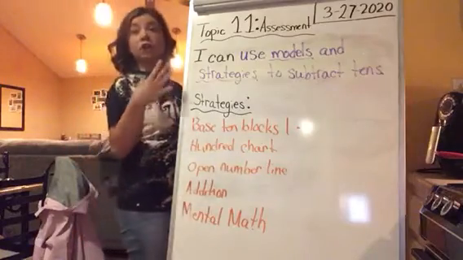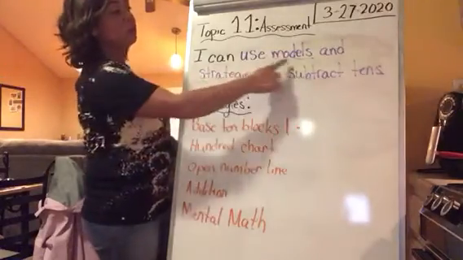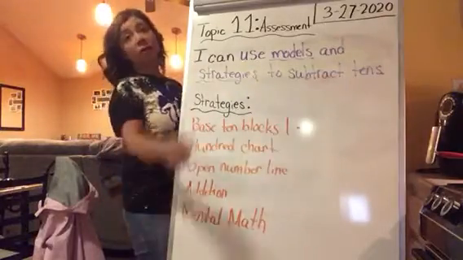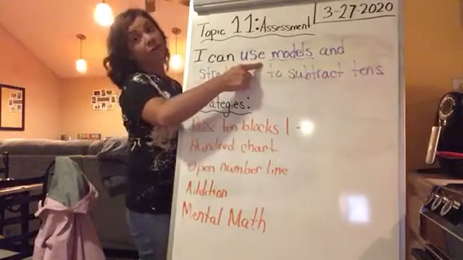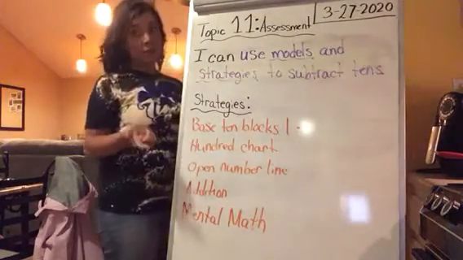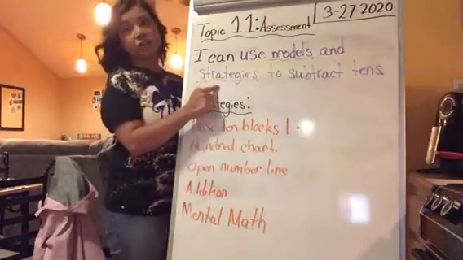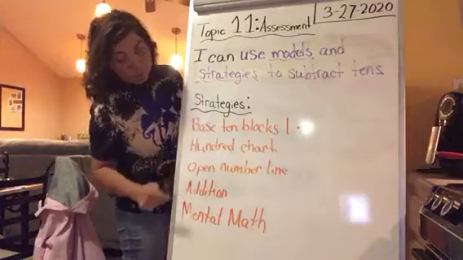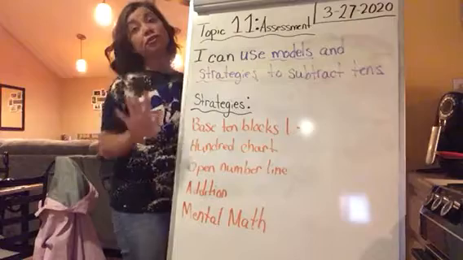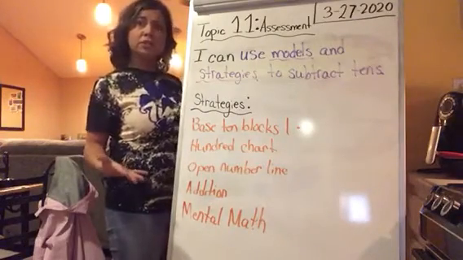Now, remember, our topic for the entire unit that we've been going over is using models and strategies to subtract tens. Now, we talked about models. We talked a lot about those yesterday and how we can model our thinking by showing what we are using to solve the equation, and the strategies. And we've learned 5 different strategies. So out of all 5 of those strategies, surely we can come up with the correct answer to the equation. So let's go over some of these strategies.